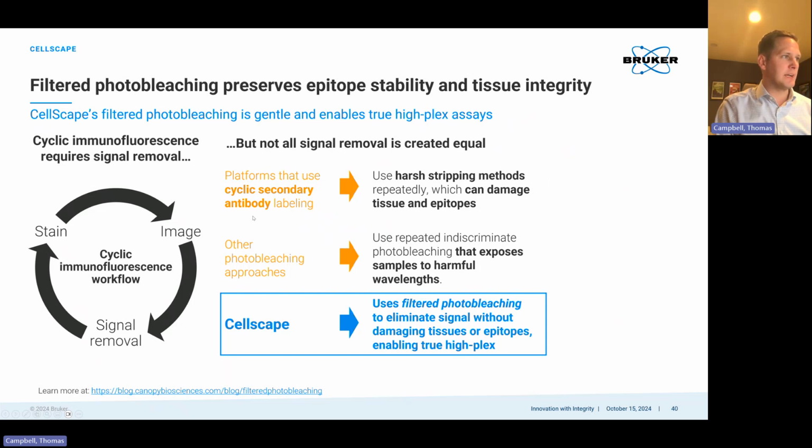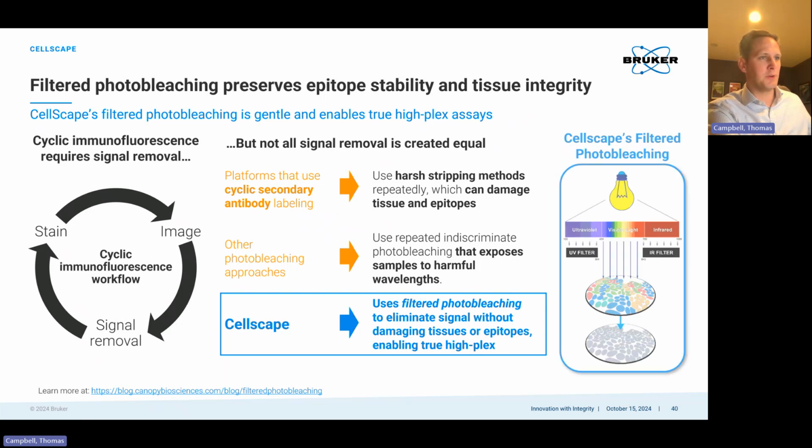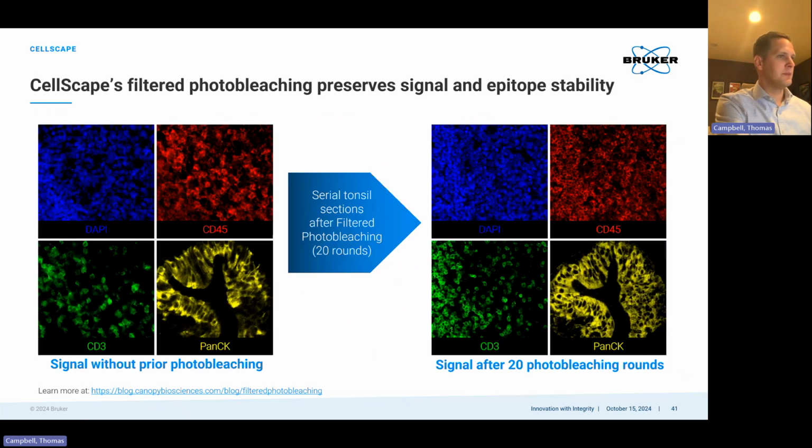Some platforms using secondary antibody labeling really require harsh antibody stripping methods that are going to damage tissue and epitopes. There are also other photobleaching approaches that expose the sample to the full spectrum of light. And with CellScape, we use what we call filtered photobleaching, where we're filtering out the UV and the IR wavelengths to quench the fluorescent signal with the absolute minimum impact on tissue and epitopes.